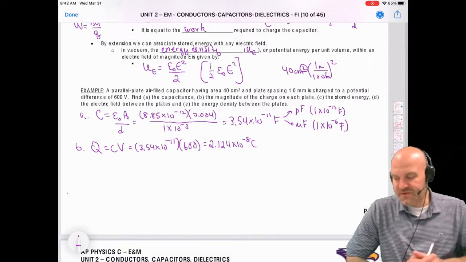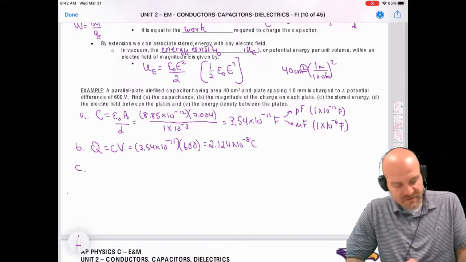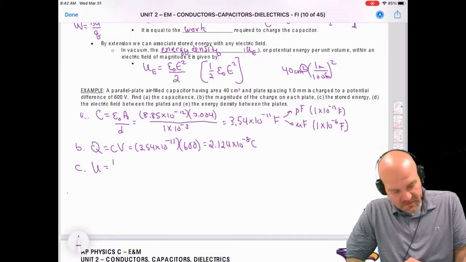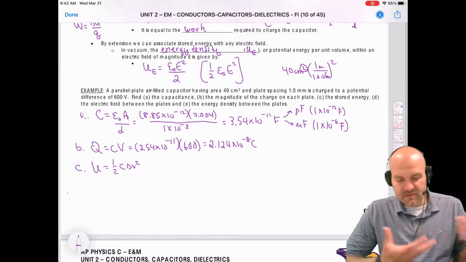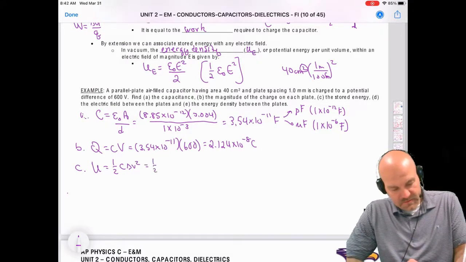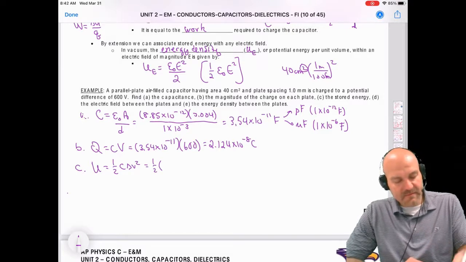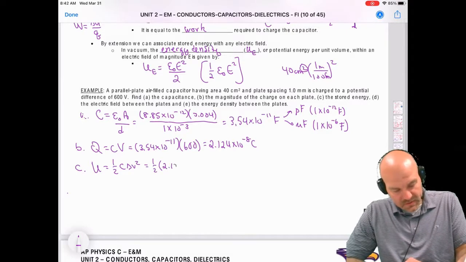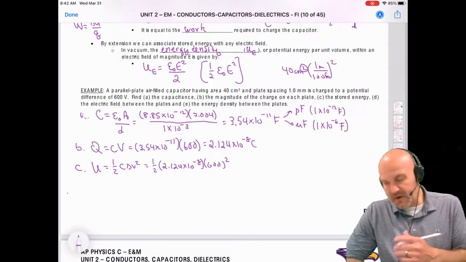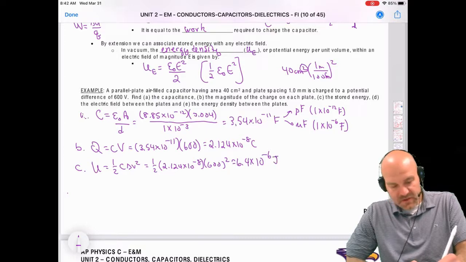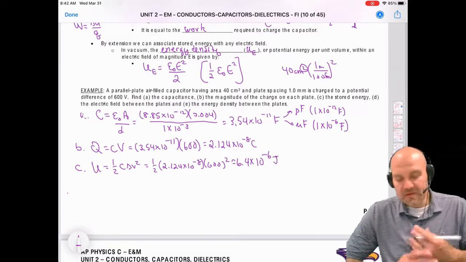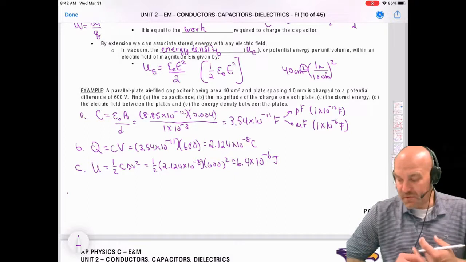Well, how much electric potential energy is stored? We're going to use one half C delta V squared, or you can use one half Q delta V, whichever one you want to use. So I'm going to do one half times my capacitance, 2.124 times 10 to the negative eighth, times 600 squared, because again, that's my potential difference. And so how much energy am I storing? 6.4 times 10 to the negative sixth joules. Okay, so that's the amount of energy that is now stored.